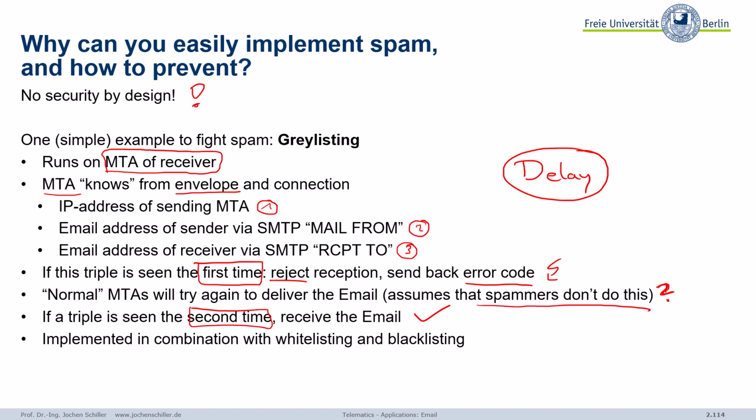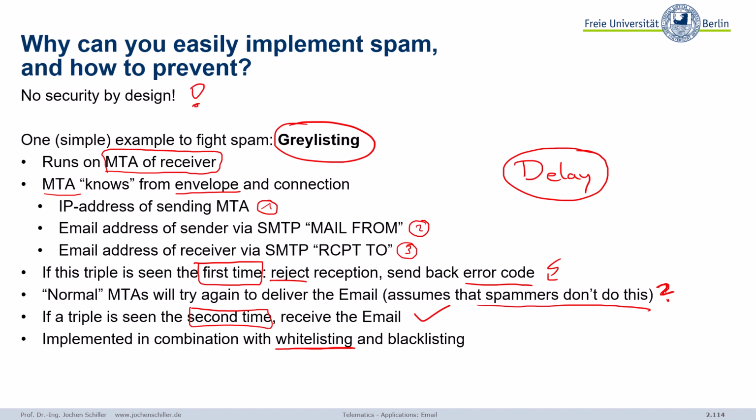Additionally, you do something called white and blacklisting. So this is greylisting, something in between. Whitelisting means you can tell the system, I definitely accept emails from this and that server. So you can say, okay, I trust my company server, for example.